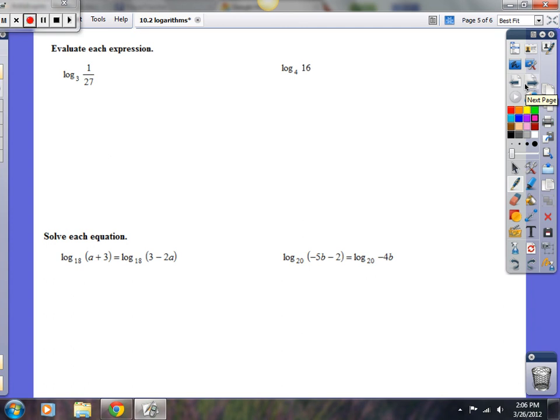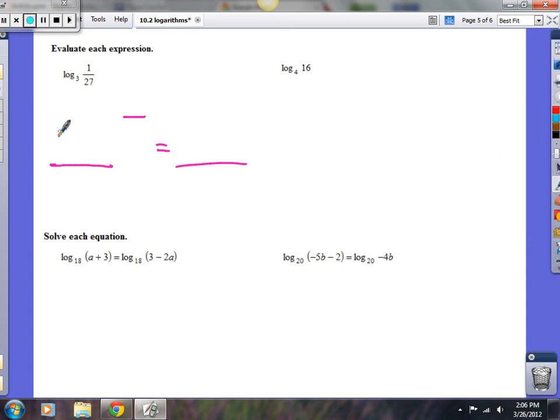Okay, evaluate each expression. So the log base 3 of 1/27 is what? If you rewrite this in exponential form, I need a base, an exponent, and it equals something. 3? What's the exponent? x. Okay, the logarithm is that x, what you're trying to find. The log of 1/27. What is the log of 1/27 when the base is 3?